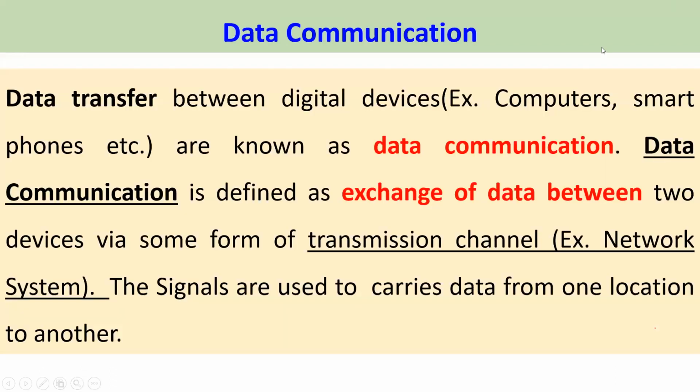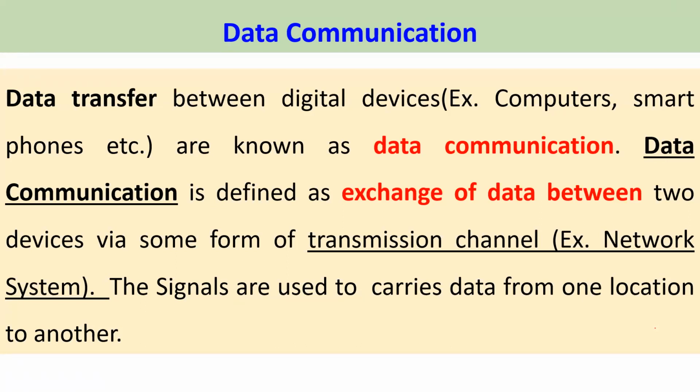Write down the topic: data communication. Data communication comes under computer communication. They are not two different things. We are using computers to communicate, and that is called data communication. Through the computer, we are sending data, and that is called data communication.